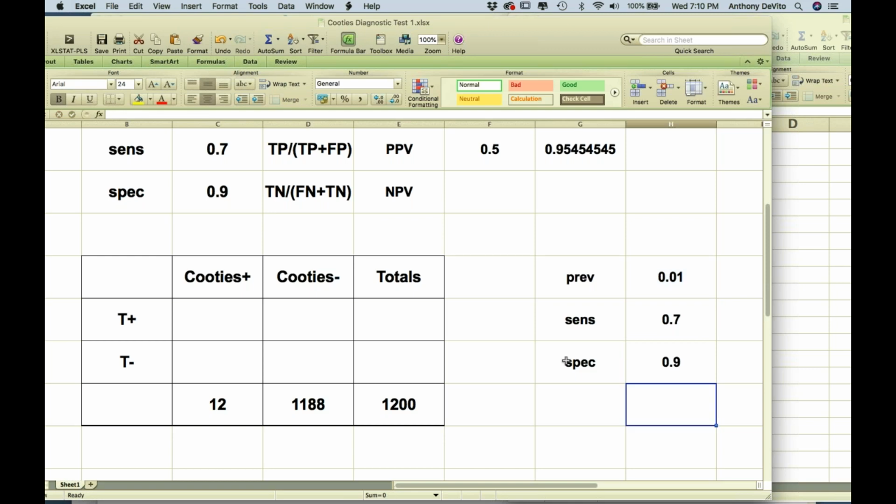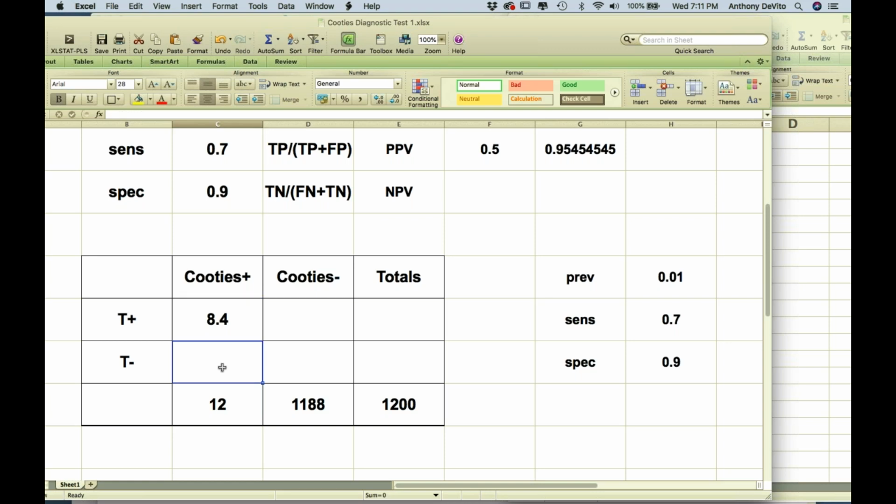Okay, well, let's figure out what these numbers would be. If we have 12 people who have cooties and the test is 70% accurate, how many people would correctly be identified as having cooties? Well, it's going to be equal to 12 times 0.7. Now, it happens that it doesn't come out to be a round number. Trust me, we'll just work with it this way. I don't want to kill a lot of time trying to make it come out round numbers. So 70% of the time, it would get it right. So about 8 or 9 people would test positive.